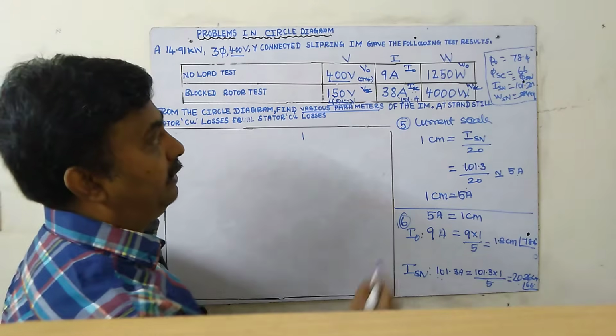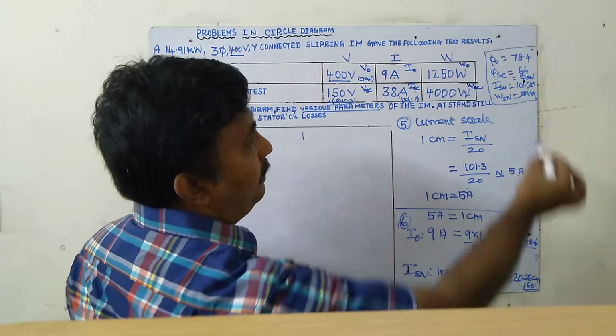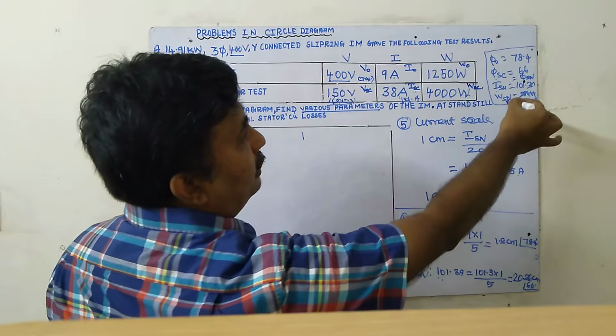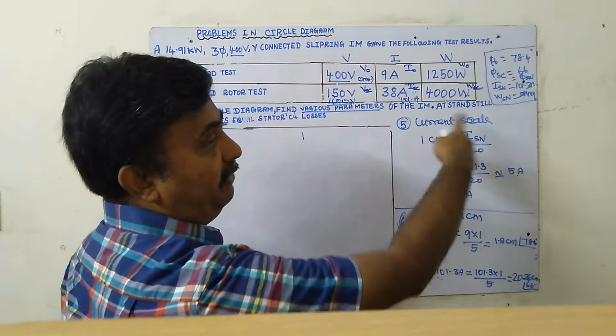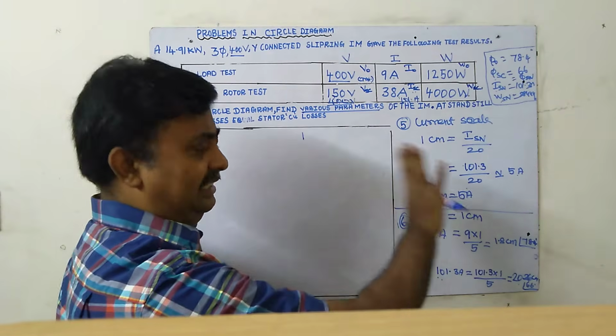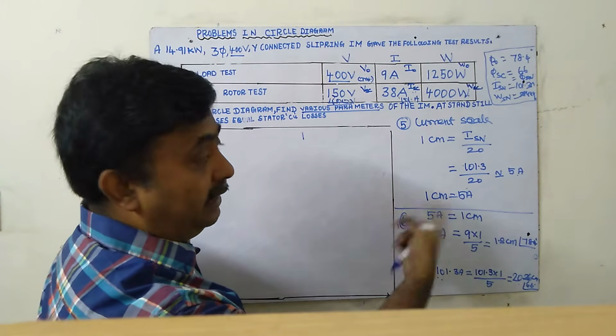So what are the things we have taken? One is phi naught, first step. Second step, we find phi SC. Third step, we found ISN. Fourth step, we got WSN. Fifth step, current scale we have fixed. How to fix the current scale? Simple, ISN divided by 20. That is the easiest method. And the sixth step, convert to the current scale.